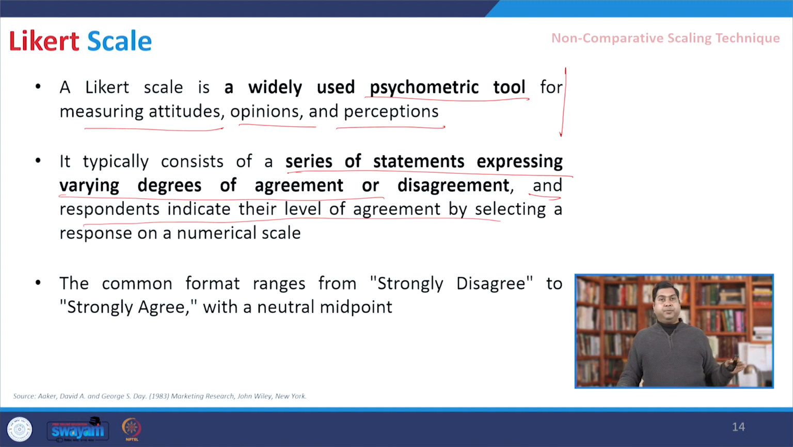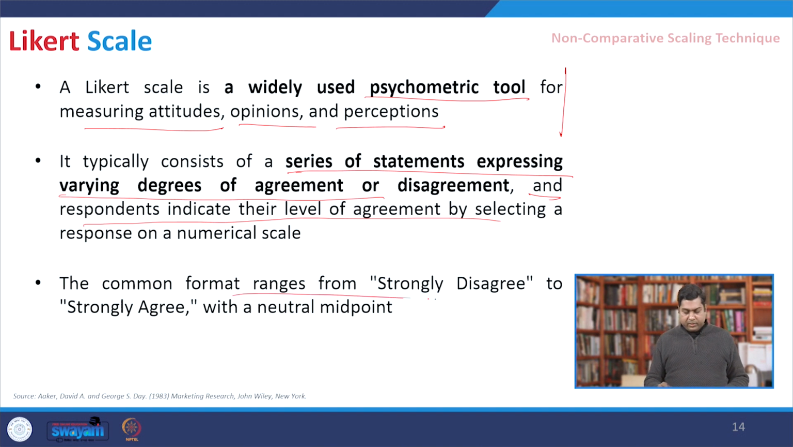Say 1 extremely dissatisfied, 2 dissatisfied, 3 neutral, 4 satisfied, 5 extremely satisfied. So, it is a 5-point scale. You can increase it to 7-point, once you are clear that there may exist certain in-between values.